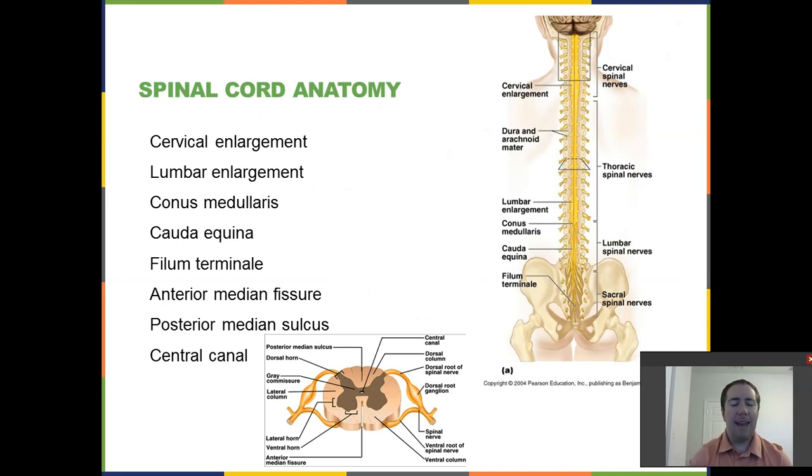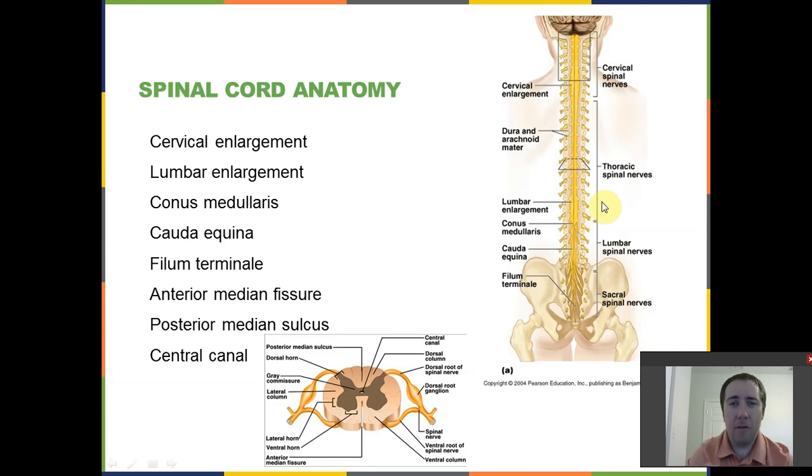And so this slide has a list of structures of the spinal cord. These are anatomical features that we can look at the spinal cord and see. And so we're going to start at the top. And we have a cervical enlargement and a lumbar enlargement. So we're going to look at the diagram of the whole spinal cord on the right side of the slide here. And we can see that there is a cervical enlargement right here and the lumbar enlargement right here.